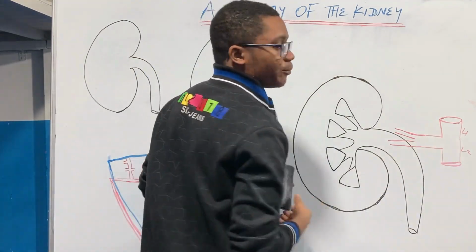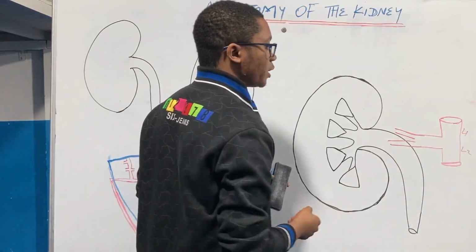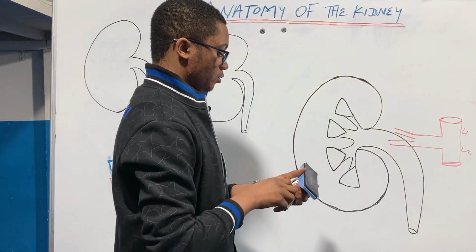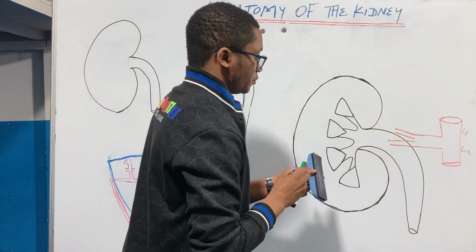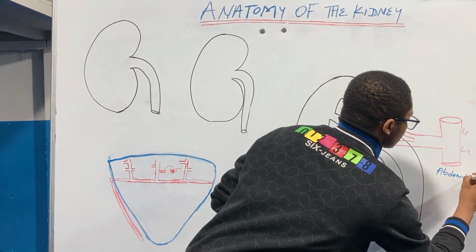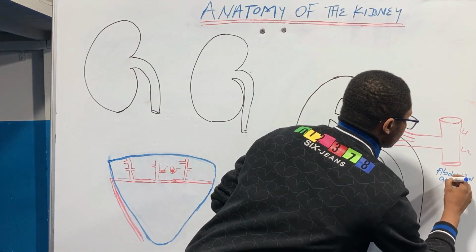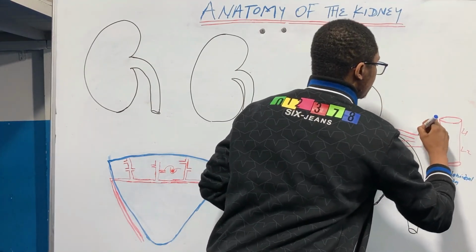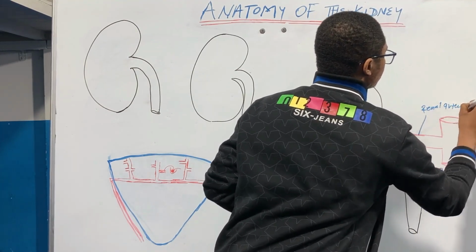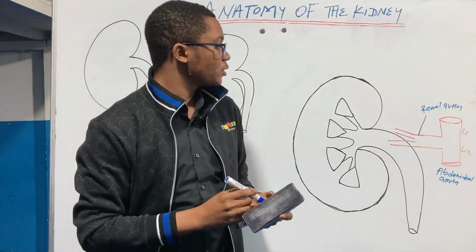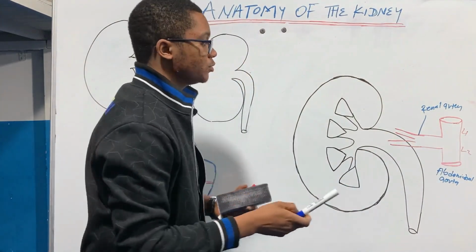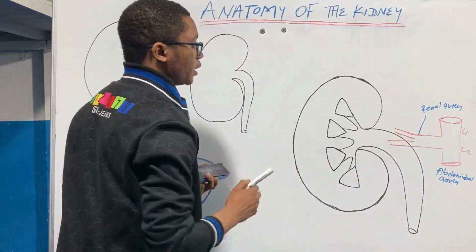So this is the abdominal aorta between the lumbar vertebrae L1 and L2. And this is the renal artery. So let me quickly label that now. So here we have the abdominal aorta, and this is the renal artery. All right. So the renal artery comes off between the lumbar vertebrae 1 and lumbar vertebrae 2. Okay, and it branches into the kidney.